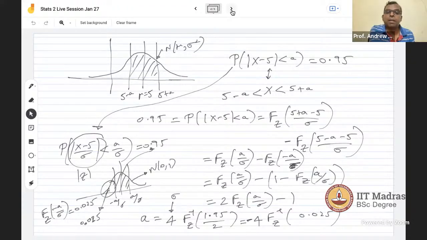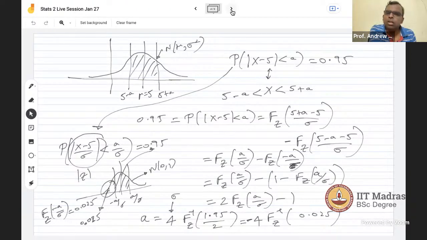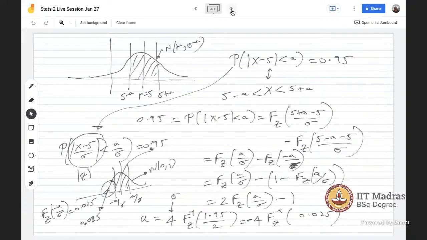Okay. So I'll get minus a by sigma to be equal to Fz inverse of 0.025. And a is minus sigma times... No, sir. Because already you have taken count of 4, then why do you say that minus a by sigma? Where did I take account of 4? What is account of 4? How do I really point out here?